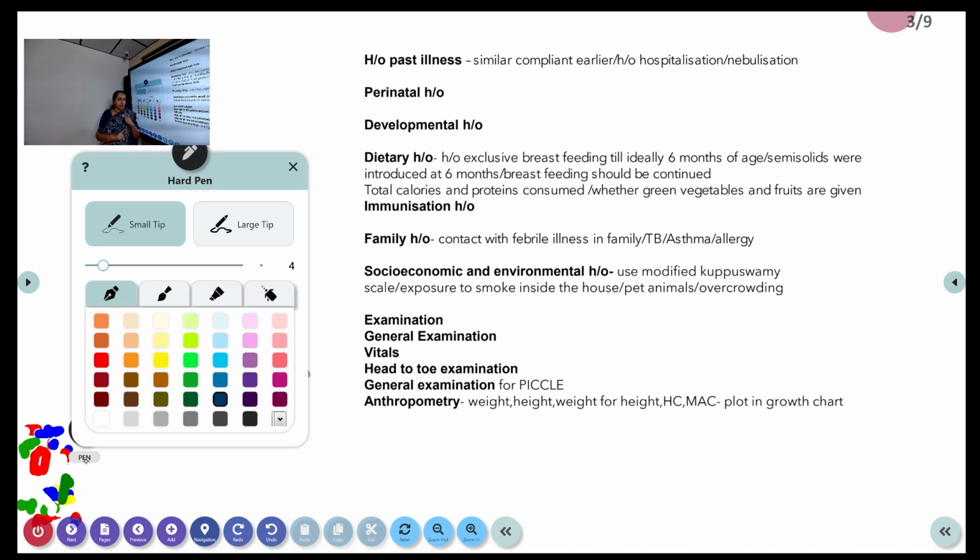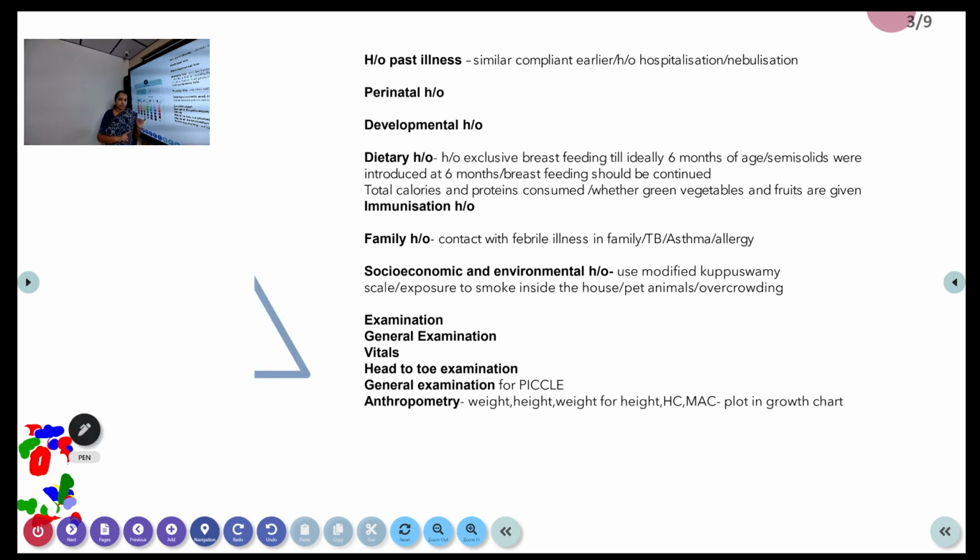And the most important sign here will be the respiratory rate, for fast breathing or tachypnea. According to the ARI control program, from 2 months to 1 year, a rate above 50 is tachypnea, and from 1 to 5 years, if the rate is above 40, it is tachypnea. Above 5 years, above 30 is tachypnea. So like that you have to count the respiratory rate.